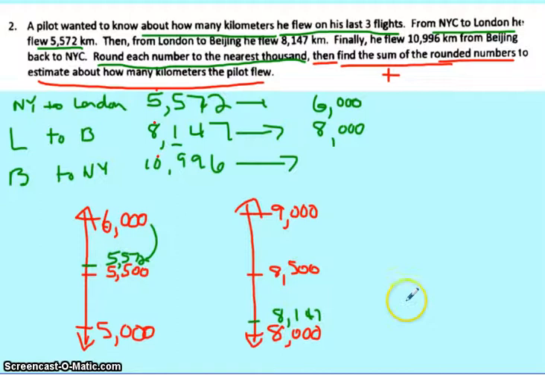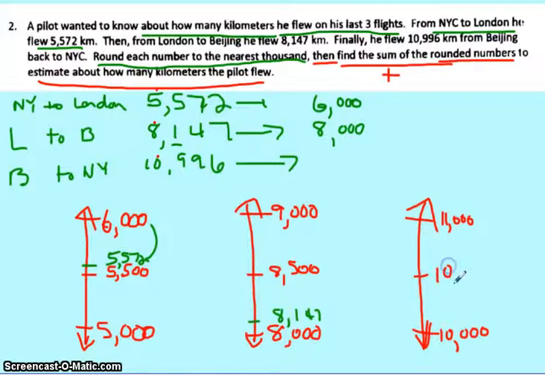Last but not least, we want to round to the nearest 1,000. So we're starting at 10,000, and we're counting by 1,000s. What would be the next 1,000 up? Of course, you're right. It would be 11,000. And in between would be 10,500. Okay, so we're with 10,996. Well, there's 900. So 900 is more than 500. It would be almost to 11,000. So 10,996 would be close to 11,000.